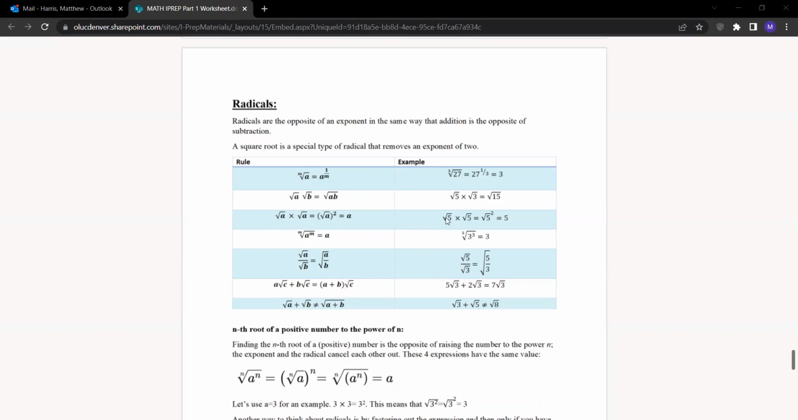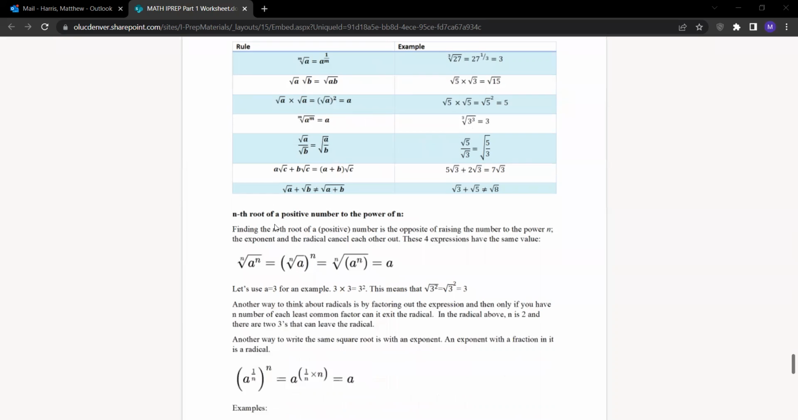So review these principles, definitely write all these rules down really quick. It'll help you a lot as we continue to move through, and as you continue to move through your math courses in general. So nth roots of a positive number. Finding the nth root of a positive number is the opposite of raising a number to the power n. So here we have a to the nth root. When we say nth root, this is what we mean, this n. So if it's a 2, then it's the second root or square root. If it's a 3, then it's the third or cube root.